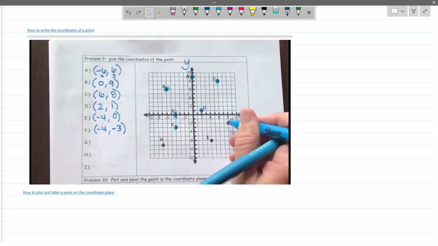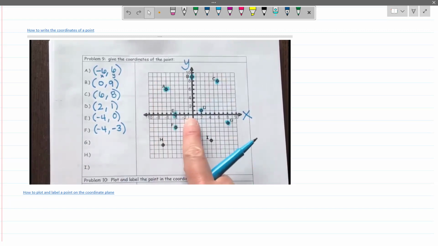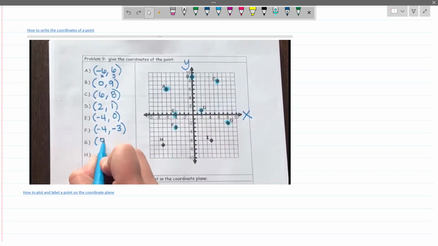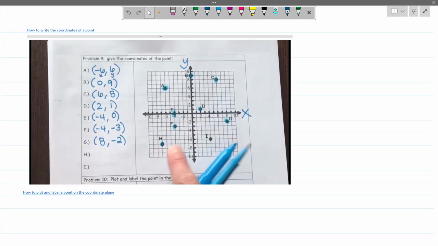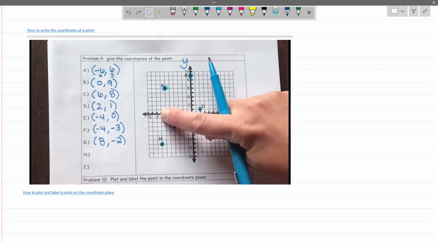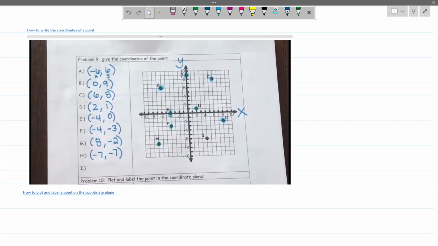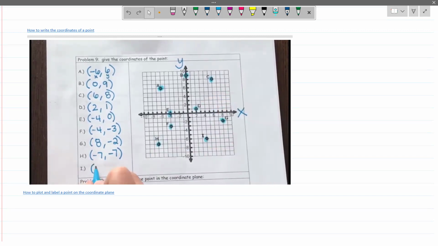I have next the point G over here in quadrant 4. Again, 1, 2, 3, 4. For this point from the origin, we went over 8 units and down 2. So to the right, 8, and down 2. Then we have our point H in quadrant 3. So I'm going to go left from the origin, 7 units, and down also 7 units. And then my last point that I have, point I, we went to the right 4 units, and we went down 6 units.